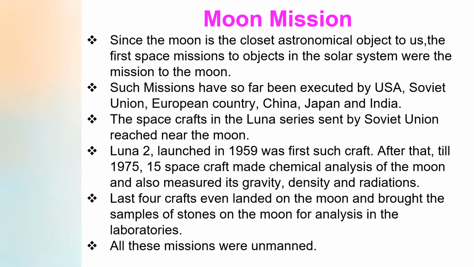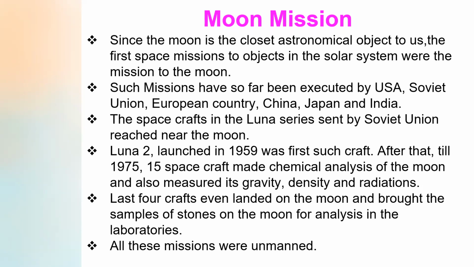What is this lunar series, students? See, the spacecraft in the lunar series. Lunar series means a series of robotic spacecraft which was sent by the Soviet Union to the moon surface. Okay. So from the lunar series, Lunar 2, which was launched in 1959, was the first such craft. After that, till 1975, 15 spacecraft made chemical analysis of the moon and also measured its gravity, density, and radiation.